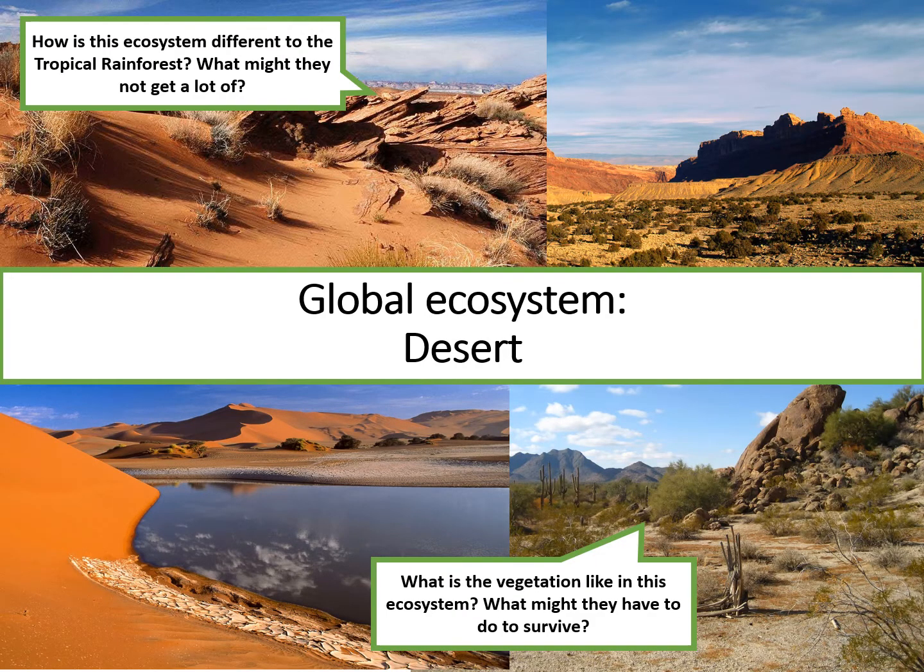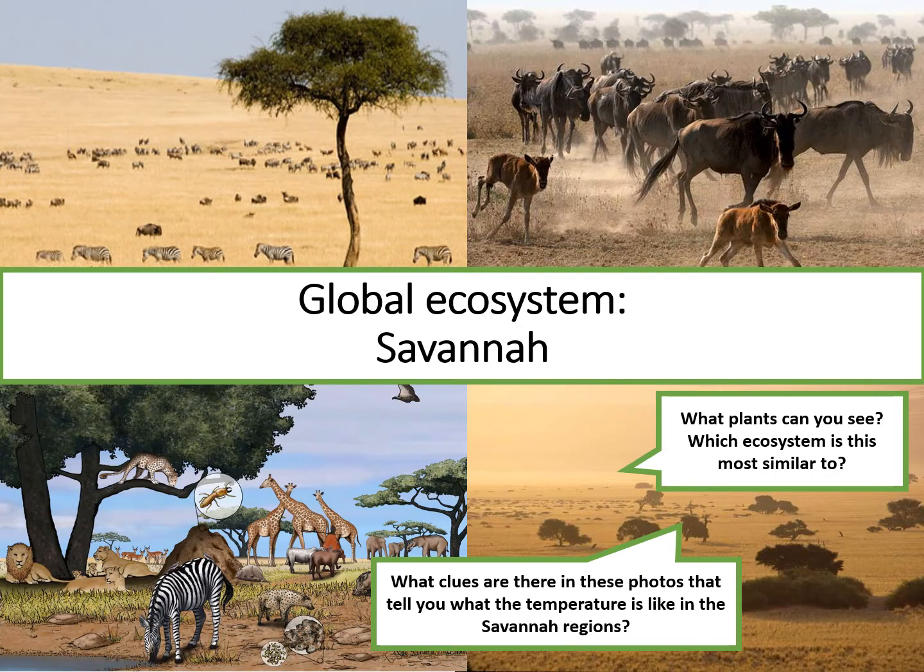Then we have the desert. So the desert is similar to the tundra in the sense that you can see vast open land, but it's much drier, and you can see that from the sand. And the plants here, they look very dry, very sparse, they're very spread out, and that's because if they're close together, they're going to be competing for water, so they need to spread themselves out so that there's less competition for that. And then we have the savanna.